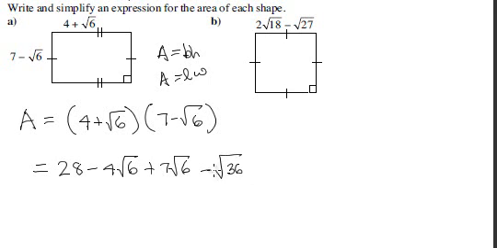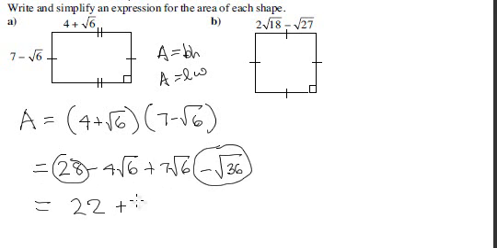Now, we know what this is. This is just the number 6, right? So when we're cleaning this up, we can go, okay, 28 here plus, or sorry, minus 6 here means our rational number is 22. Then we have minus 4 root 6 plus 7 root 6, which I believe adds up to positive 3 root 6. Okay.